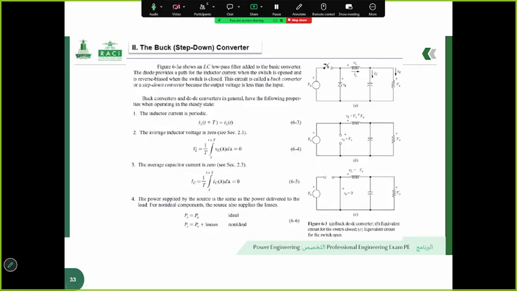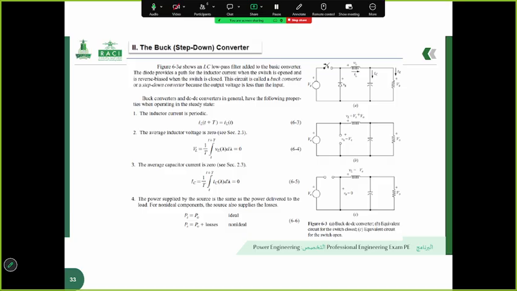The buck converter is a type of DC to DC switching converter that reduces or steps down the input voltage to a lower output voltage. It is widely used in power supplies for electronics. Let me start with the circuit description. The circuit shown in figure 6.3a is based on the basic switching converter but with an LC low pass filter added.